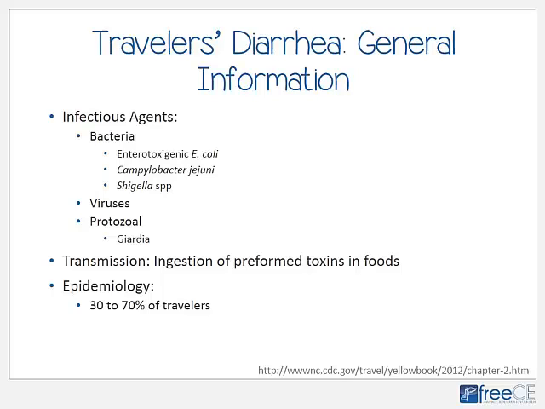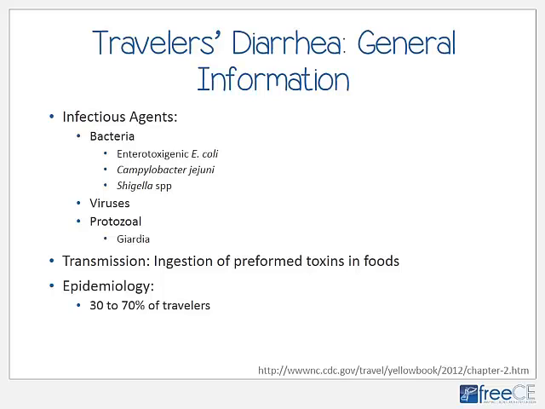Many of these items we've already covered, and in fact with our infectious agents we also can have protozoal causes of diarrhea, including Giardia. Viruses are also a player, and then our major bacteria are E. coli, Campylobacter, and Shigella species. So those are the most common pathogens that are seen in traveler's diarrhea. The transmission for traveler's diarrhea is ingestion of preformed toxins in contaminated food or water.